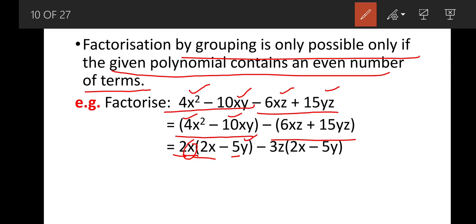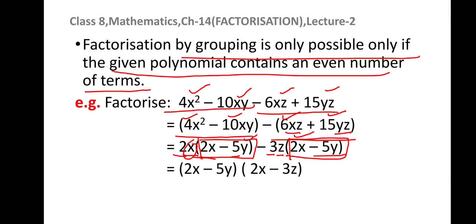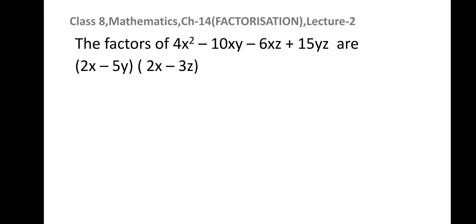Minus, what is the common factor of 6 and 15? That is 3. Xz and yz, what is common among these literal coefficients? It will be z. So what will be left? 2x minus 5y. And as I told you, the factor inside the bracket should be the same, and it is the same. So our grouping is correct. Now we can write the answer as 2x minus 5y bracket 2x minus 3z. So this will be your answer. The factors of 4x square minus 10xy minus 6xz plus 15yz are 2x minus 5y bracket 2x minus 3z.